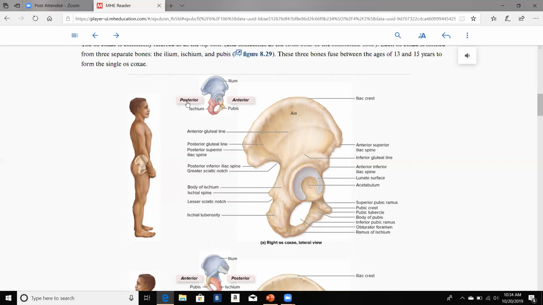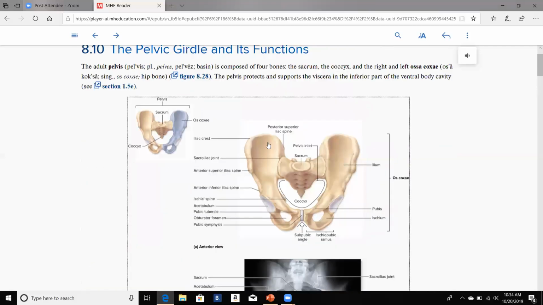There's three parts to the os coxa. You have your ilium, which is this big wing-shaped area. The ischium part, that's where you actually sit. And then you have your pubic part. So when you put two os coxa together, that's how you get your pelvic girdle.